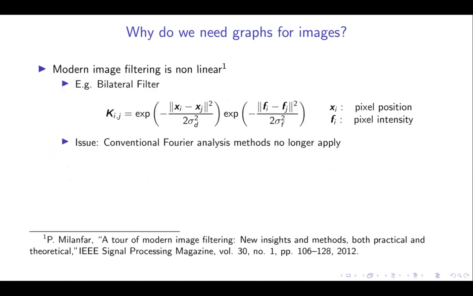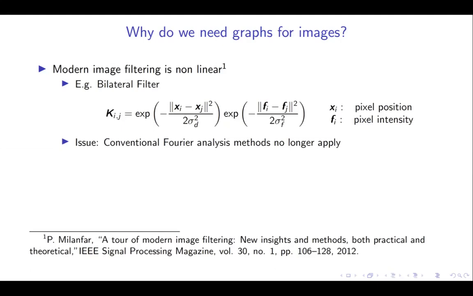Now, to formally motivate the problem, we first answer the question of why we need graphs for images. Image processing over the past years has evolved from simple linear averaging filters to highly nonlinear image-dependent filtering operations. For example, the bilateral filter. The problem: conventional analysis based on Fourier and other grid-based transforms no longer applies.